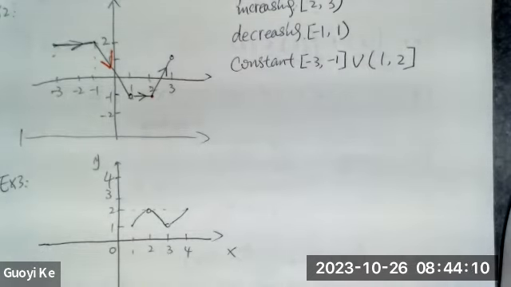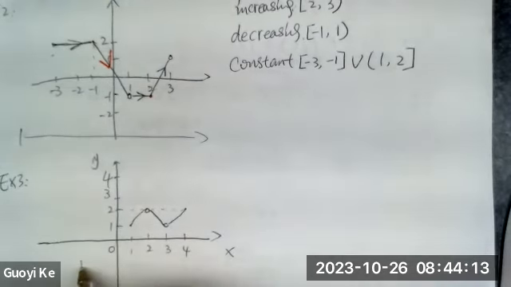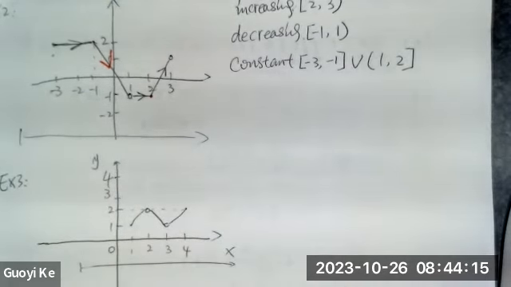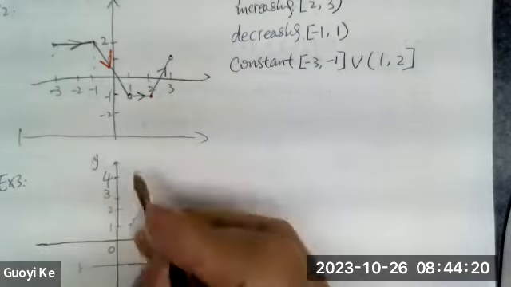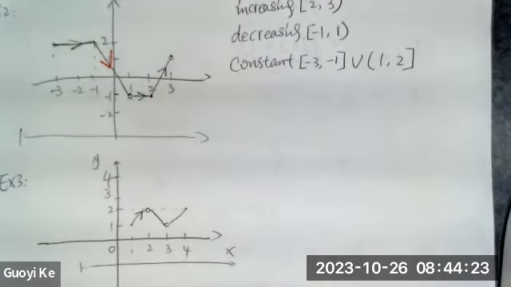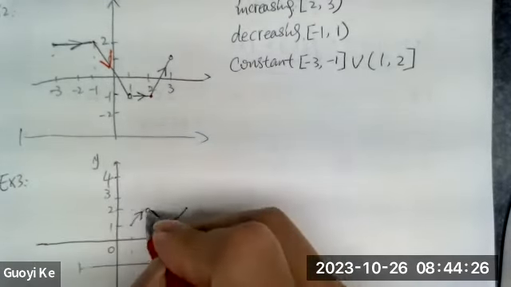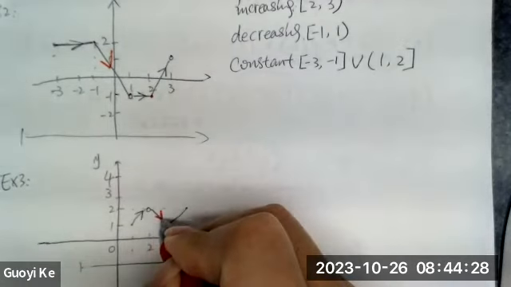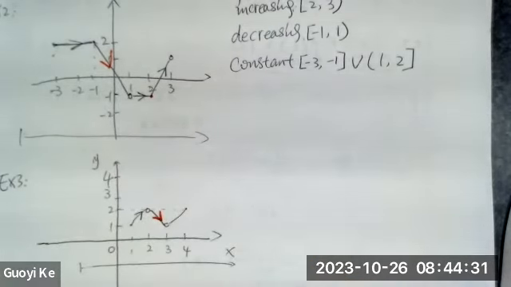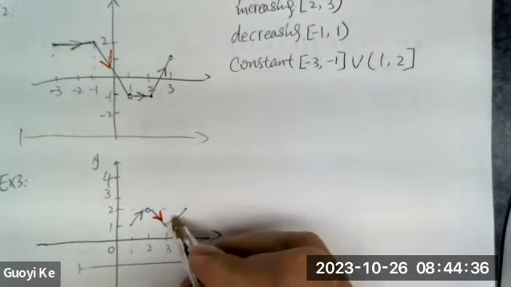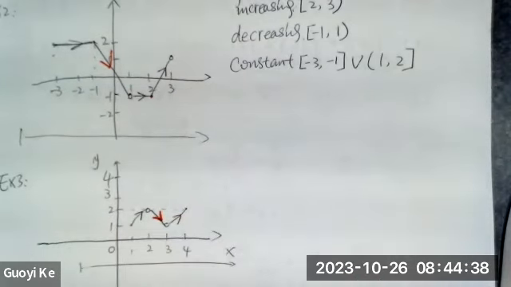Okay, let me write down the answer. From left to right, you mark down all the arrows. Here is an up arrow, and here is a down arrow. I use the red pen, you see the red. And here is an up arrow. So mark down all the arrows, whether it's a down arrow or an up arrow.